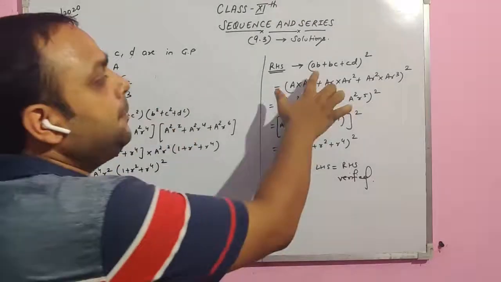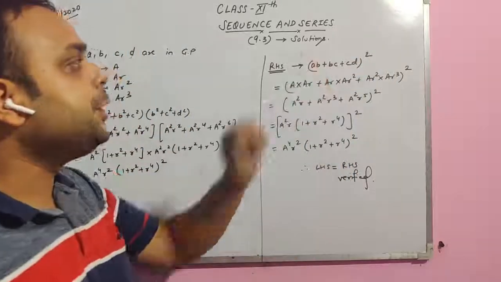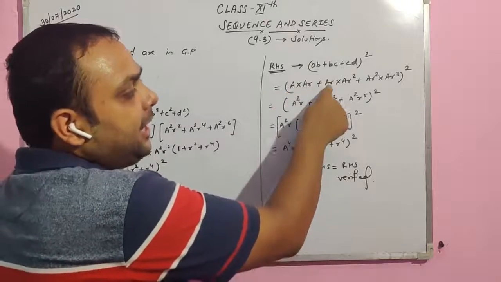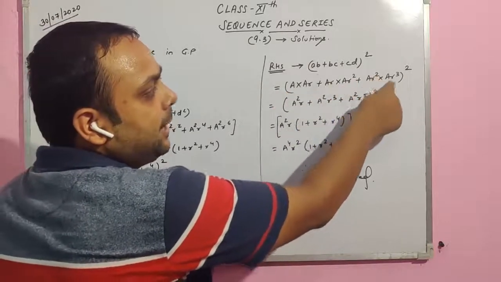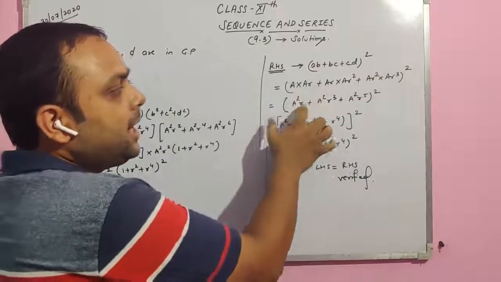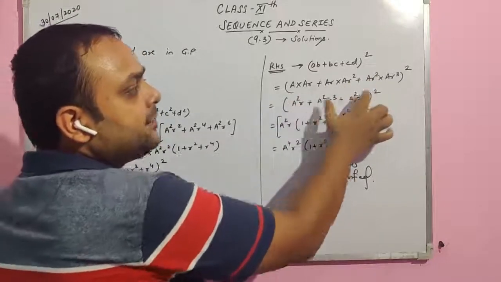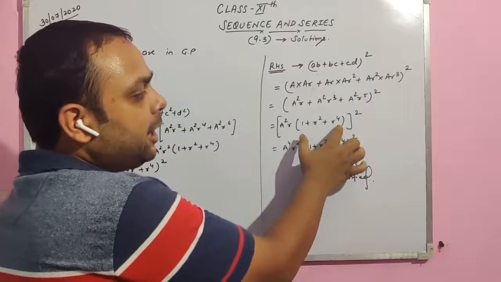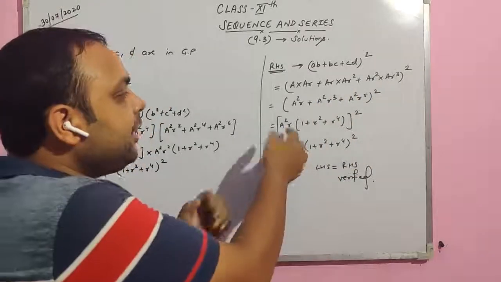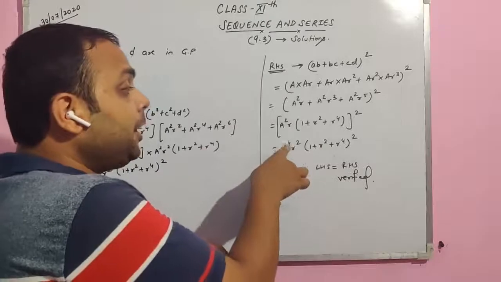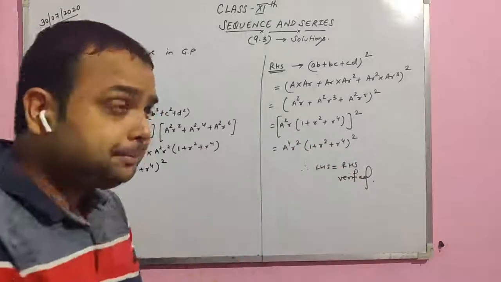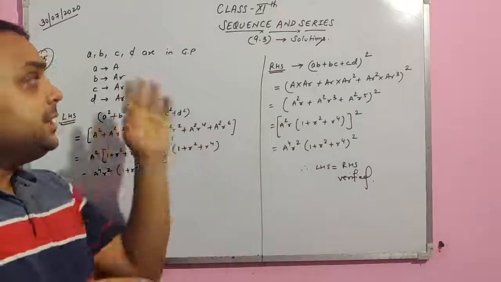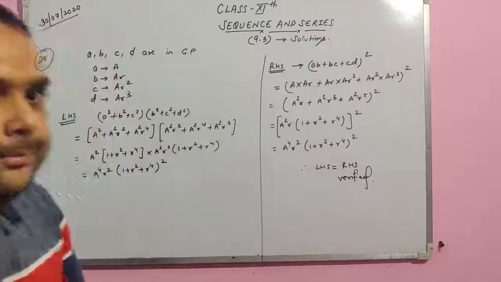Now the RHS is (AB plus BC plus CD) whole square. Substituting the values of A, B, C and D here, we get A multiplied by AR, AR multiplied by AR square, AR square multiplied by AR cube. This gives A square R, this gives A square R cube, this gives A square R to the power 5. Now taking A square R as common, we have (1 plus R square plus R to the power 4) whole square. Now taking this value outside the bracket, we have A to the power 4 R square into the whole square of this. So now LHS and RHS are equal. So whenever we have 4 terms in GP, this condition is going to be satisfied.